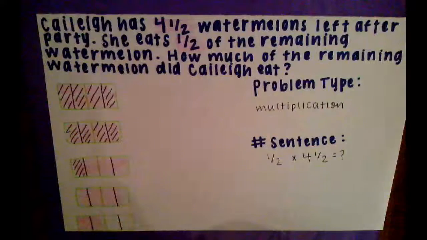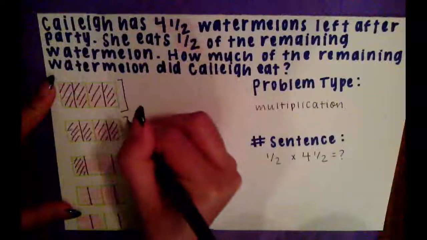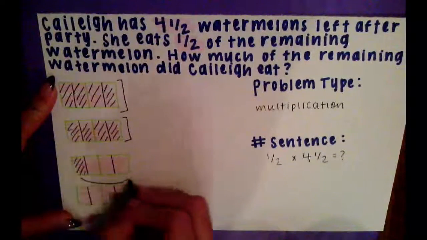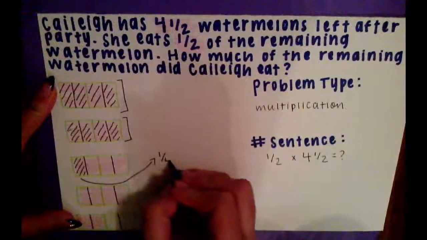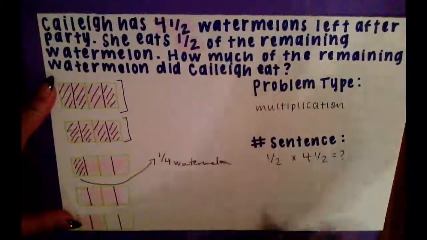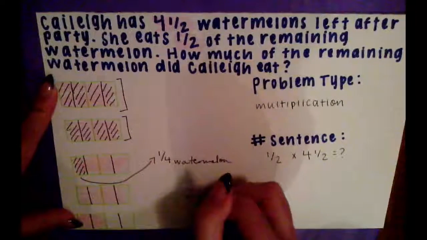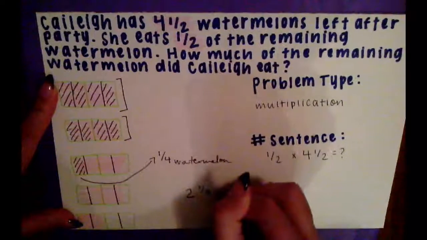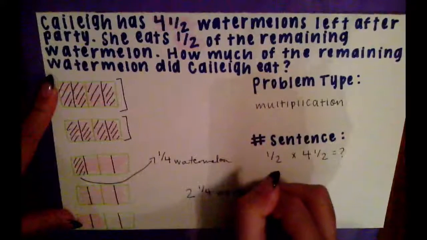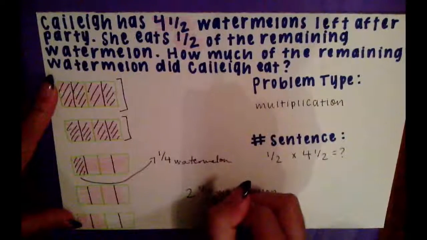Okay, so now that we've shaded in the portion that she ate of that remaining watermelon, we can see that we have 1 whole watermelon, 2 whole watermelons, and then this piece right here is going to represent 1/4 of a watermelon. So since we have these 2 wholes, we are going to have 2 and 1/4 watermelon that Kaylee ate.